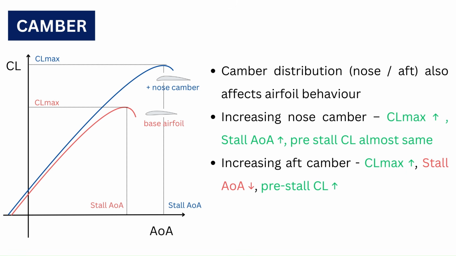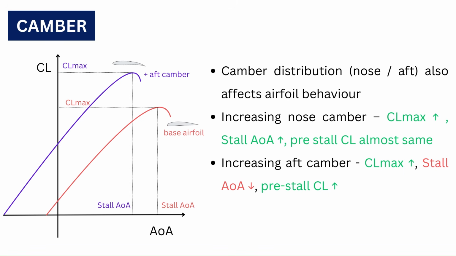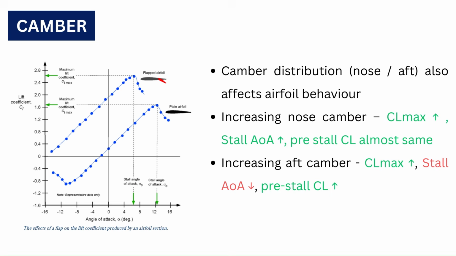Not just how much camber the airfoil has, but also how this camber is distributed has a huge effect on the airfoil's behavior. For example, increasing the nose camber of an airfoil generally increases its max lift coefficient, and it also increases the stall angle of attack. The lift generated before the stall is not altered much. On the other hand, adding aft camber to the airfoil increases the CL max value and also increases the lift generated at pre-stall angles. However, this also results in a decrease of the stall angle of attack. This effect is similar to deploying of flaps.